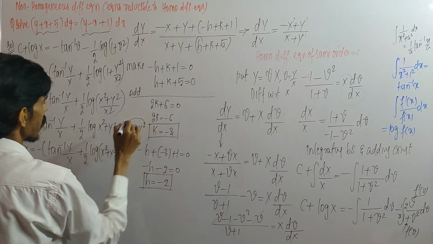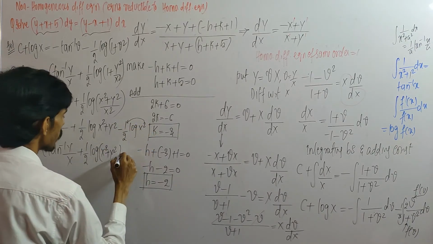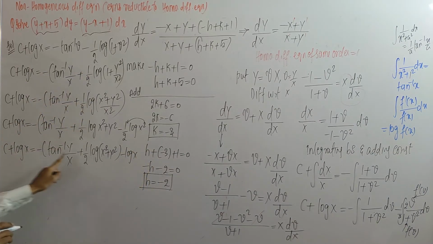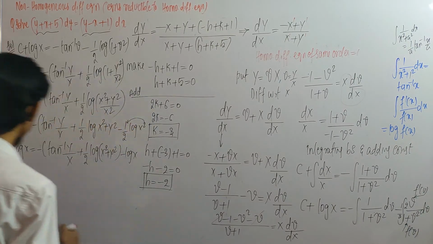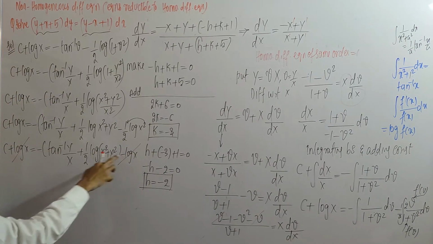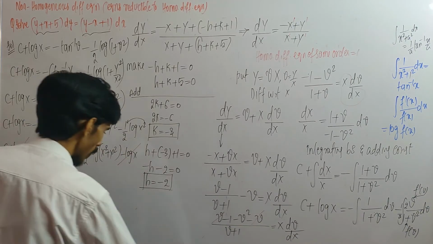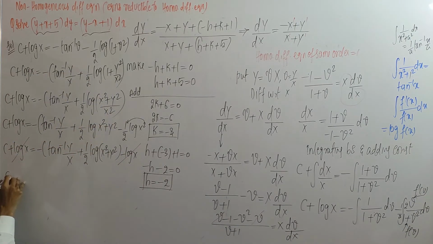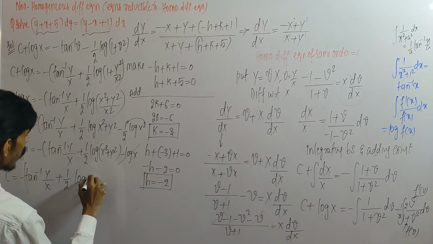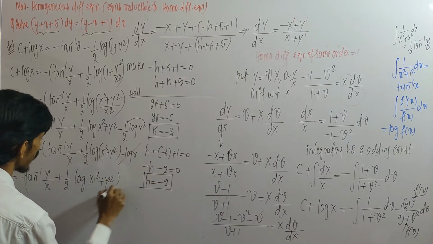This 2 will come here, so this will become 2 by 2, value is 1, minus log x. So minus into minus will become plus, so we'll get plus log x. So here we have log x and 1 log x will get cancelled, since minus into minus is plus, these two will get cancelled. So here we have c is equal to minus tan inverse y by x plus 1 by 2 log x square plus y square.